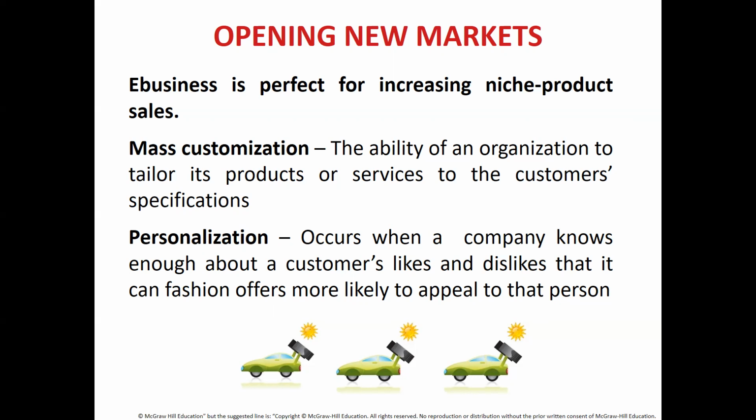Mass customization is the ability of an organization to tailor its products and services to the preference and specifications of their customers. Personalization occurs when a website can know enough about a person's likes and dislikes that it can fashion offers that are more likely to appeal to that person. Personalization involves tailoring a presentation of an e-business website to individuals or groups of customers based on profile information, demographics, and prior transactions. Amazon uses personalization to create a unique portal for each of its customers.